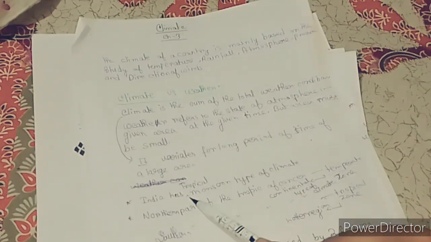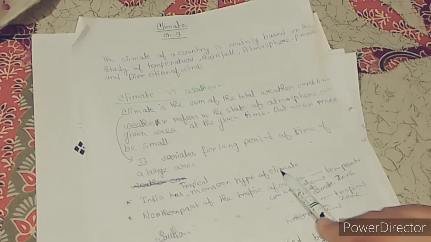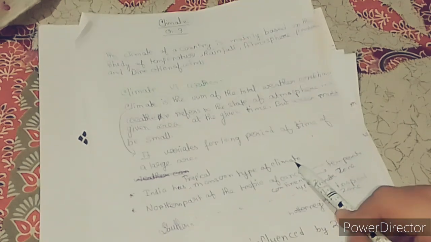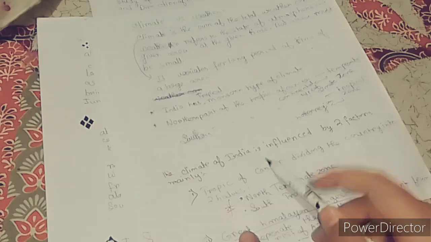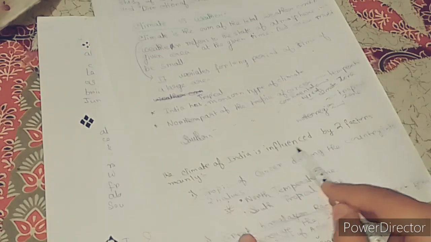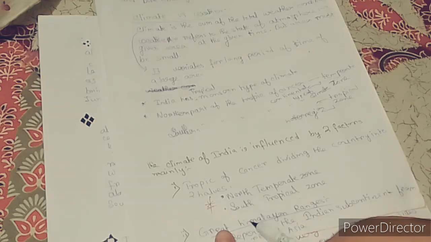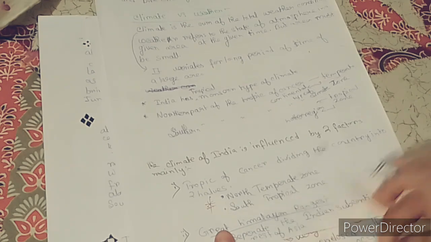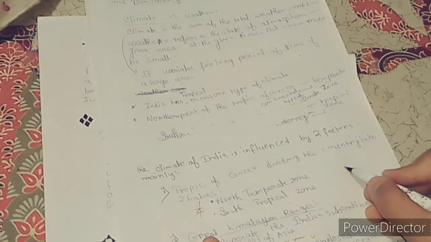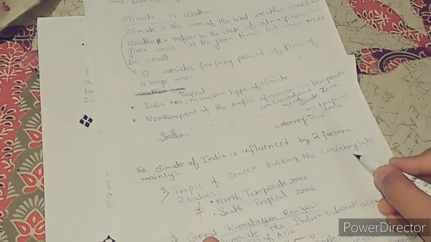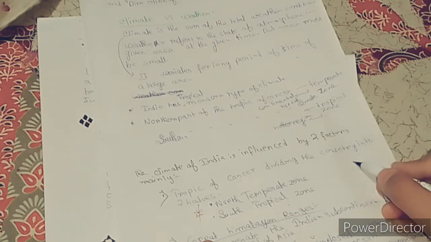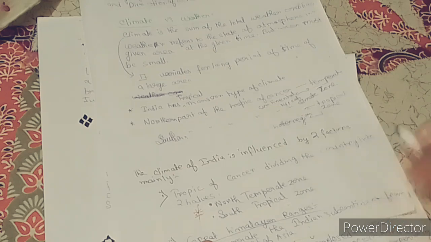Now, India has a tropical monsoon type of climate. It is also important, which we read last day. We read what are the things that influence the climate of India. First of all, we read about the Tropic of Cancer, then the Great Himalayas. In the Tropic of Cancer, the north part of the Tropic of Cancer is known as the North Temperate Zone, and the south is known as the South Tropical Zone.